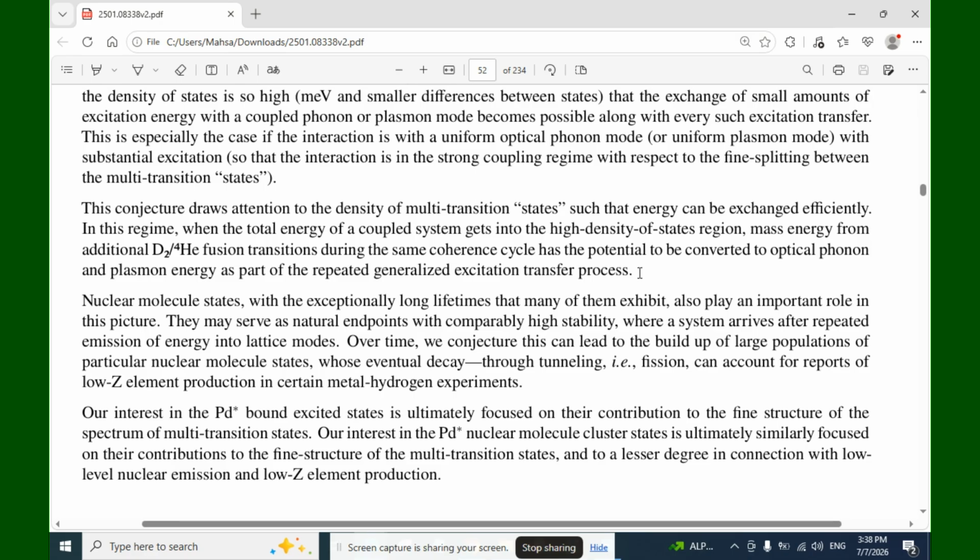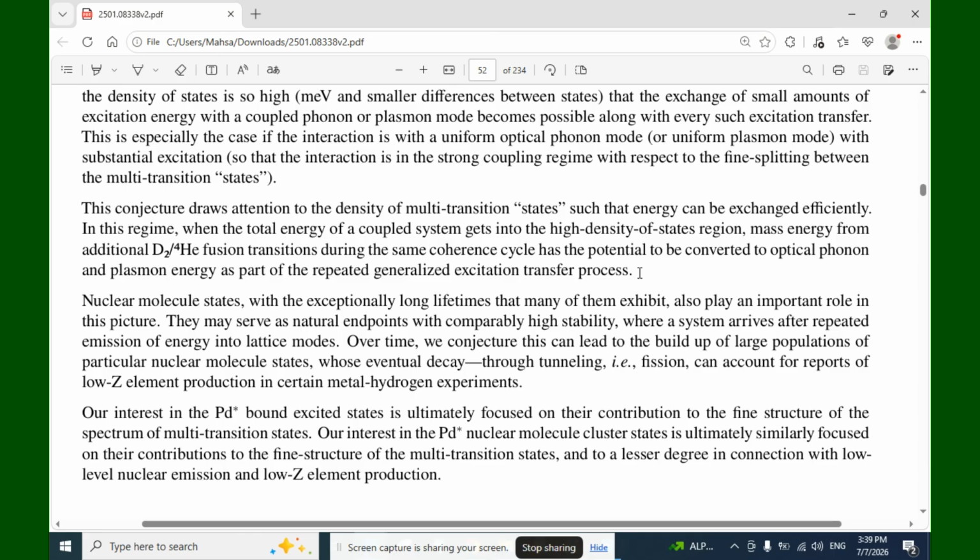This conjecture draws attention to the density of multi-transition states such that energy can be exchanged efficiently. In this regime, when the total energy of the system gets into a high density of states region, mass energy from the additional deuterium helium-4 fusion transitions during the same cycle has the potential to be converted to optical phonon and plasmon energy as part of the repeated generalized excitation transfer process.